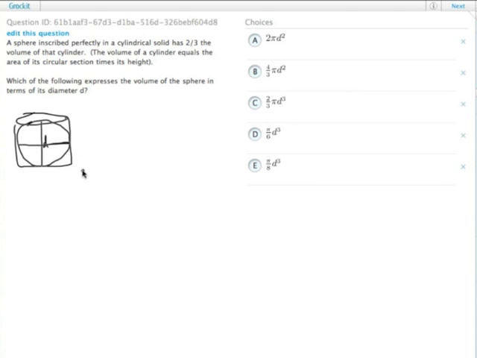So, first off, the volume of a cylinder equals pi times the radius squared times the height. And in this particular case, everything needs to be expressed in terms of the diameter of the sphere. So instead of referring to pi times the radius squared, we're going to have that equal pi times half the diameter, squared, times the height.